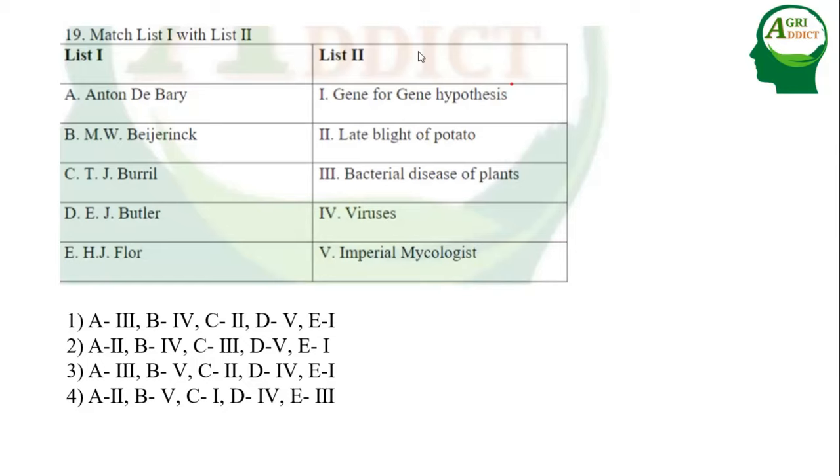Yes, it's answer 2. That is Anton de Bary, late blight of potato; Beijerinck, viruses; Burrill, bacterial disease; Butler, imperial mycologist; and Flor, gene for gene hypothesis in linseed rust.